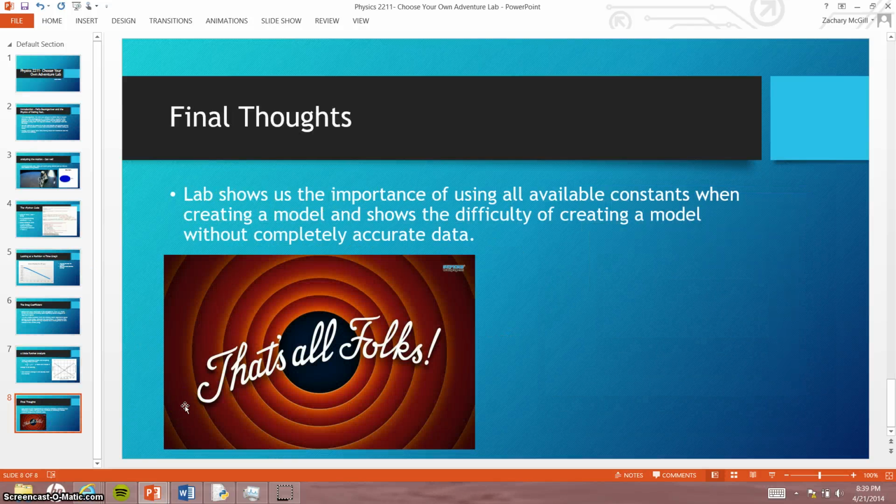Alright, one last final thought. One of the things that this lab really showed me, and could show you guys as well, is the importance of using all available constants when creating a model. In this case, it was the air density that really affected my terminal velocity. In my calculations it only took Felix 5 seconds to reach terminal velocity, when in reality that speed was reached at more like 30 seconds. So it's a pretty significant difference based on really only one missing component of the lab. It also shows the difficulty of creating a model without completely accurate data, which is kind of the same thing as I just said.